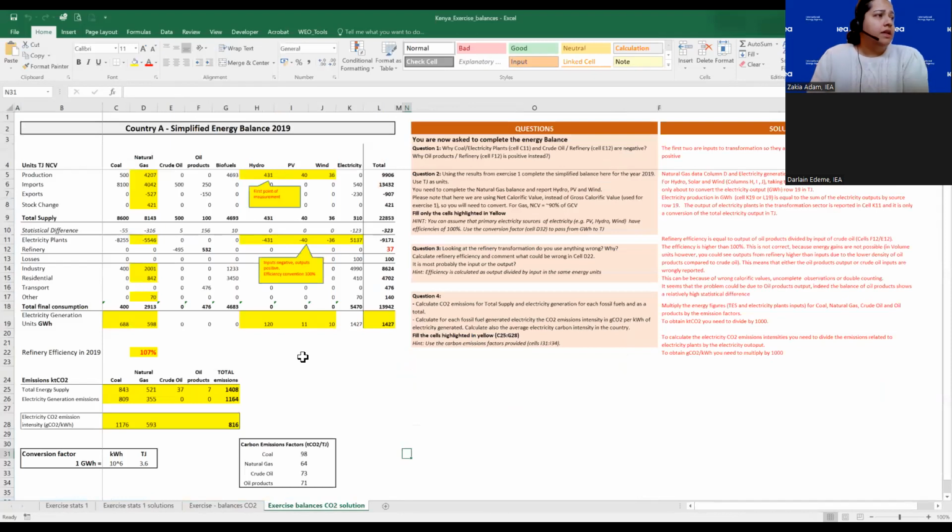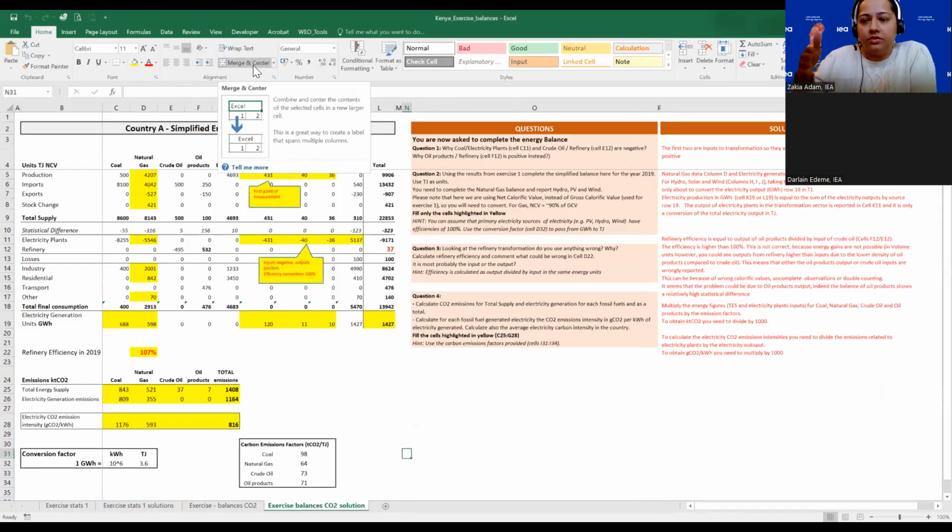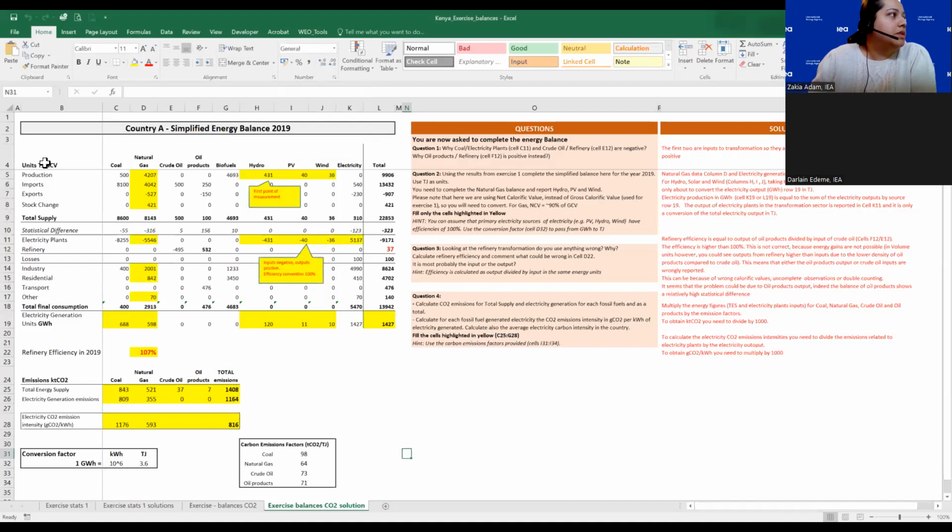And this week, today, we are asked to use that information to build the energy balance for the country. As we said, in the energy balance you have all the different products, but in the same unit. So here we want to calculate the energy balance in terajoules net calorific value. Energy balances are always in net terms because we are interested in the useful energy.